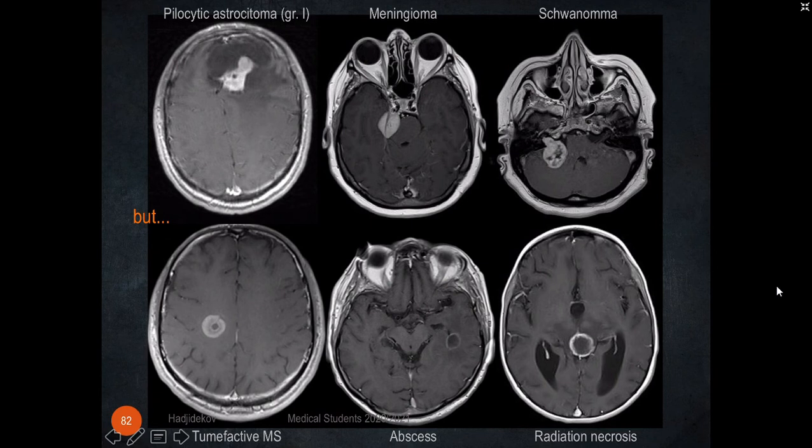It arises from the 7th and 8th cranial nerves, from the Schwann capsule of these nerves. And also some tumor-like multiple sclerosis lesions can enhance with contrast. Some abscesses can have contrast enhancement in the periphery, and some examples of radiation necrosis also take the contrast at the periphery. So not only malignant tumors, but some benign tumors and benign conditions also show some contrast enhancement.